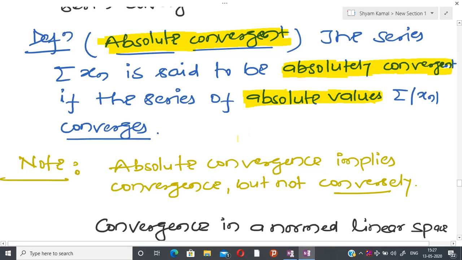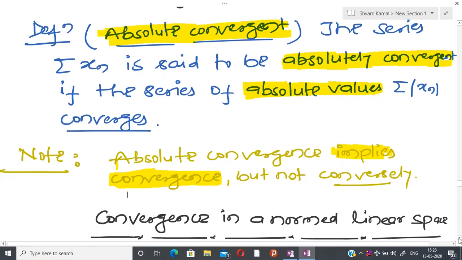So absolute convergence always implies convergence, but convergence may or may not be absolute. So by checking absolute convergence also, I can talk about convergence. The first way is by partial sum, and the second way is using absolute convergence. So till now we have discussed the convergence of sequences of real numbers.